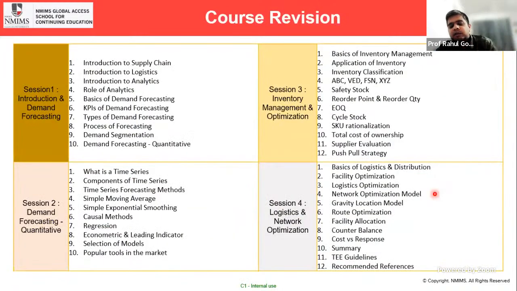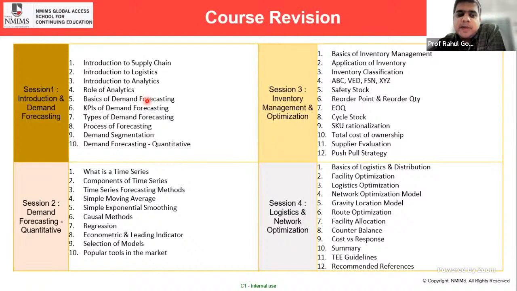Okay, so this is what we had seen, right? Just to summarize, in our 4 sessions. In session 1, we looked at the supply chain Apex definition. We looked at the definition of logistics, 4 levels of analytics, right? Which were descriptive, diagnostic, predictive, prescriptive. Role of analytics, we looked at the Accenture survey, right?